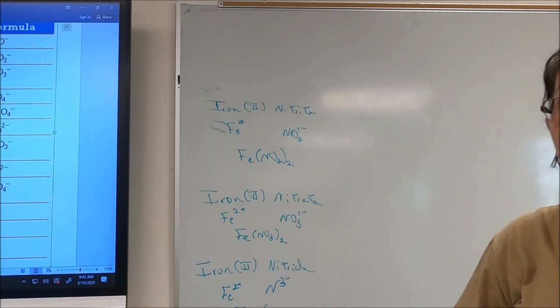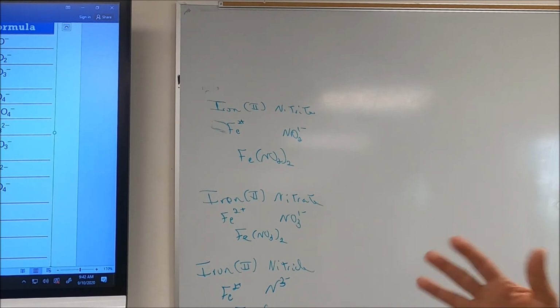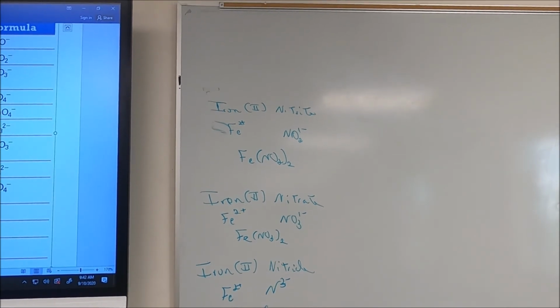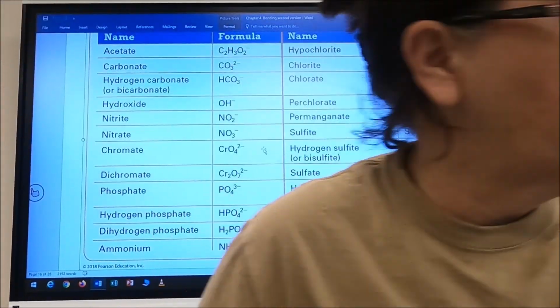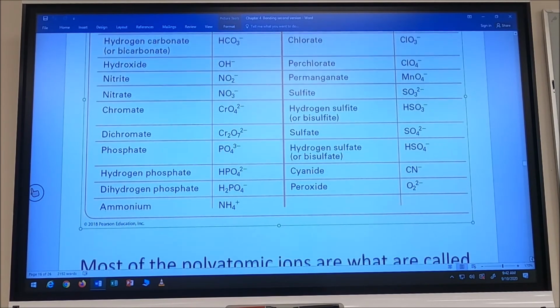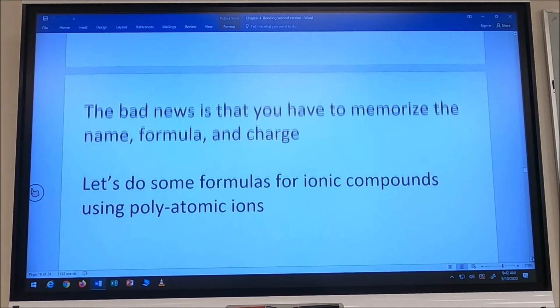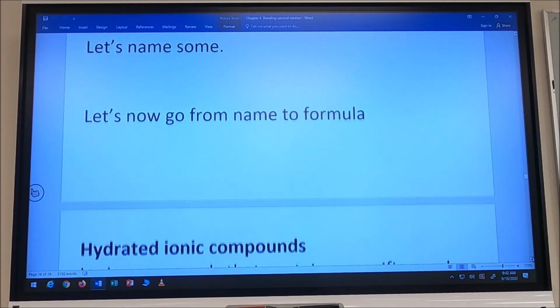Now guys, this just takes practice. I'm going to give you a sheet that's got all kinds of formulas for compounds and the names on them as a practice sheet. So you're going to get lots of practice with this. Don't panic, you got time to get it done. All right, let's scroll on down. Okay, we talked about that. Talked about that. We've done that.